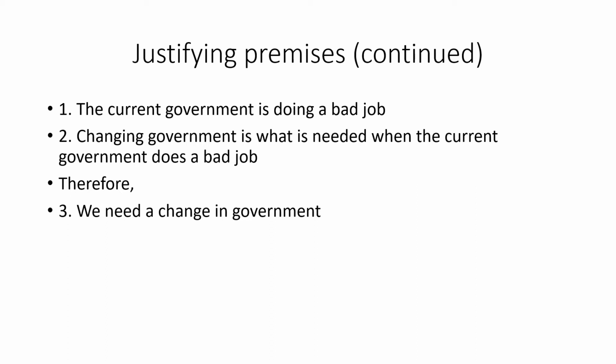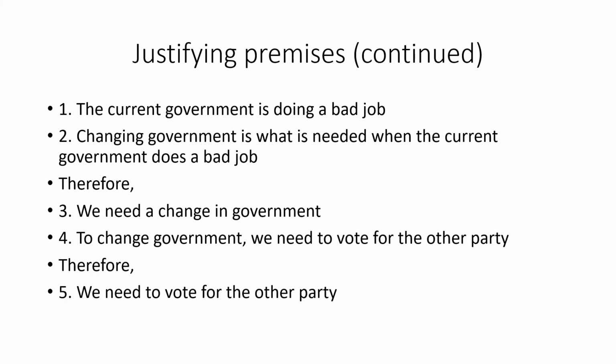We now have an argument for one of the premises and an argument for another overall conclusion, which is that we need to vote for the other party. Let's see how we can put this together to make one whole argument. We can have the original argument: we need a change in government. To change government, we need to vote for the other party. Therefore, we need to vote for the other party.